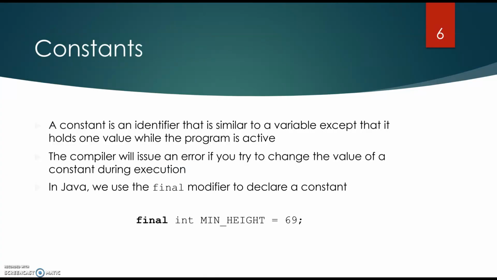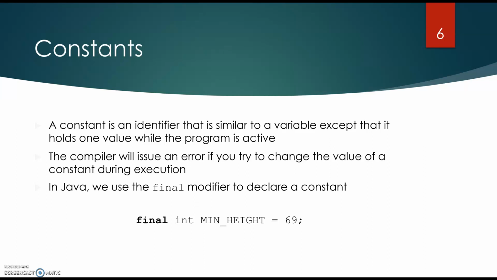Constants. We've talked a little bit about constants already. A constant in Java is a name whose value can't change, so it's a fixed value. We don't use as many constants in programs as we do variables. The main difference in declaring constants in a program is that we use the keyword final to tell Java that once the constant's value is set, it can't change. So a constant is an identifier that's similar to a variable, except that it holds one value the entire time the program is active. The compiler will issue an error if you try to change the value of a constant during execution. In Java, we use the final modifier to declare a constant.